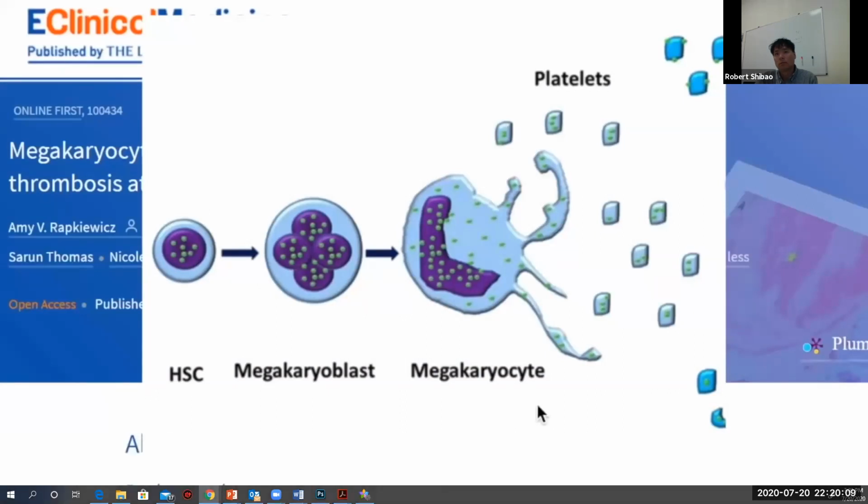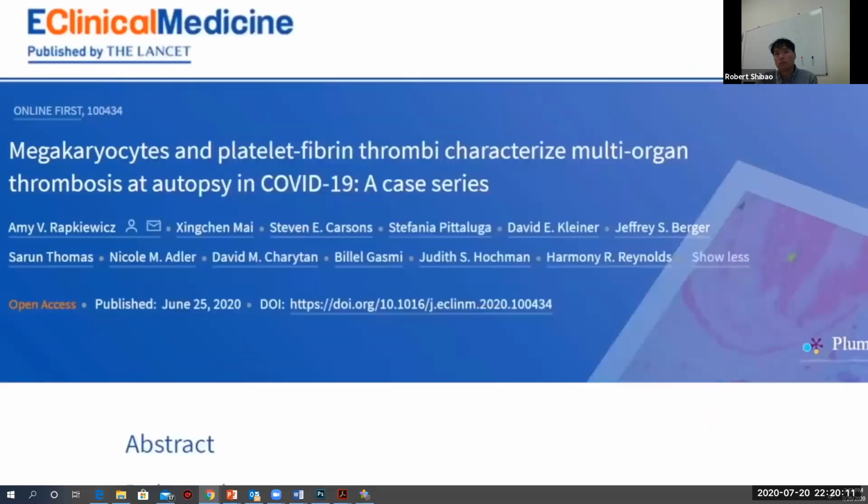And we're seeing a lot of these, as well as platelet and fibrin thrombi, not just in the lungs, but on these autopsy series in just about every other organ in the body. And the question is, are they forming there, or are they embolizing or traveling to those areas after they've been made? So let's take a look at this article that was published in The Lancet, specifically eClinical Medicine.